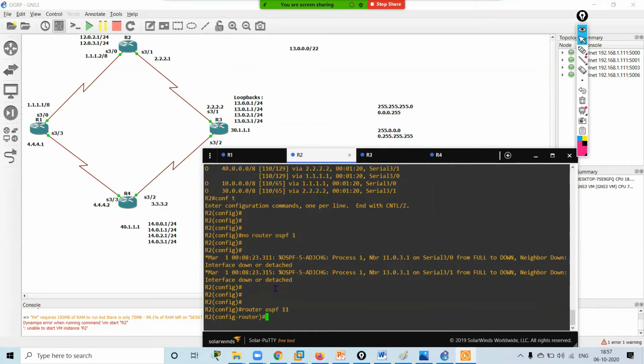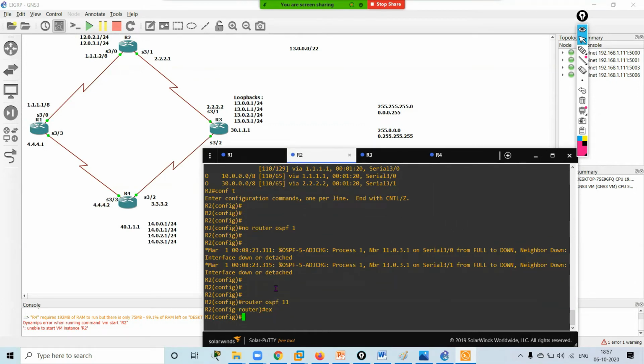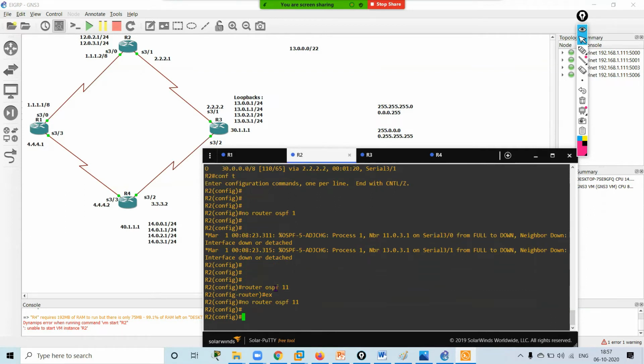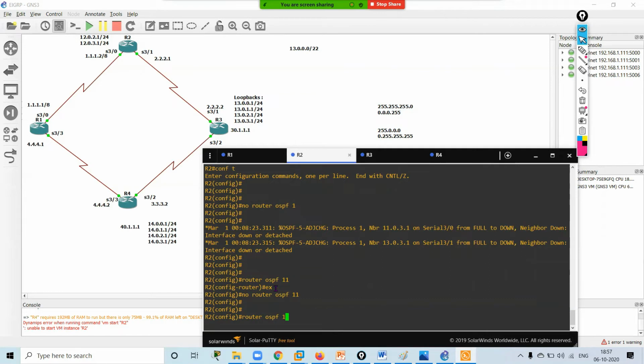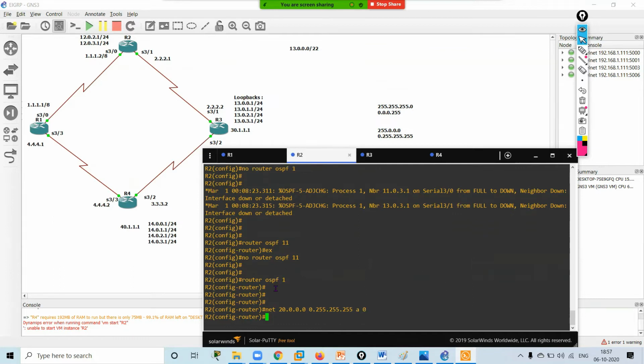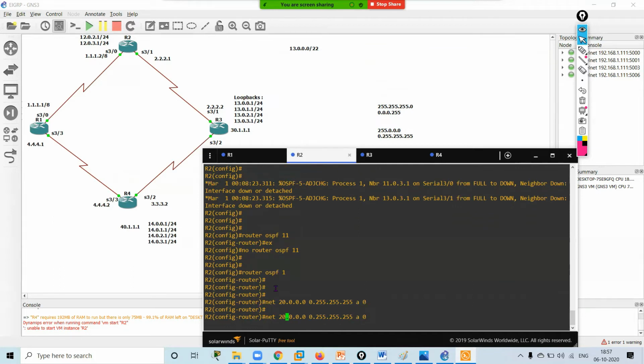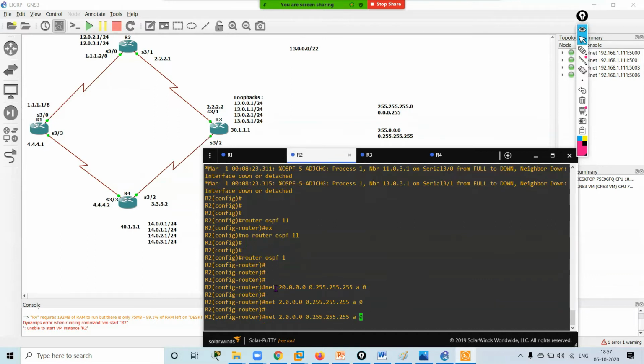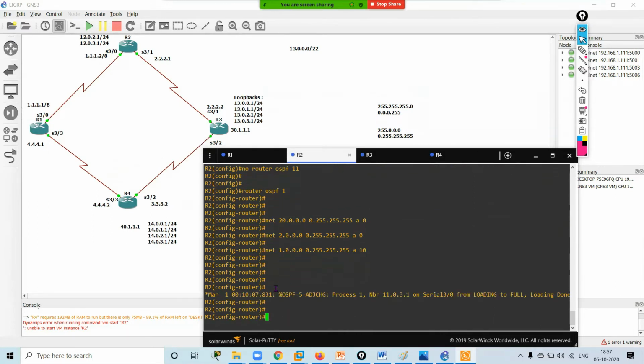Router OSPF 1, network 20 dot network will be in my area 0. The 2 dot network will also be in area 0. And the 1 dot network is in area 10. Okay, the 1 dot network is in area 10.